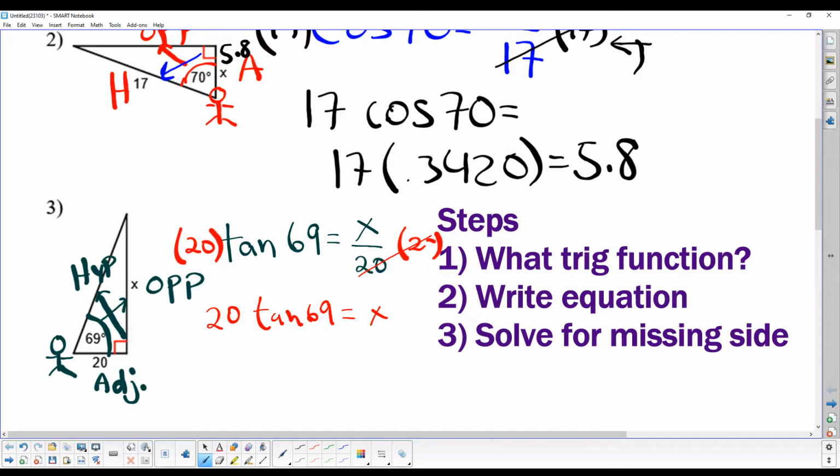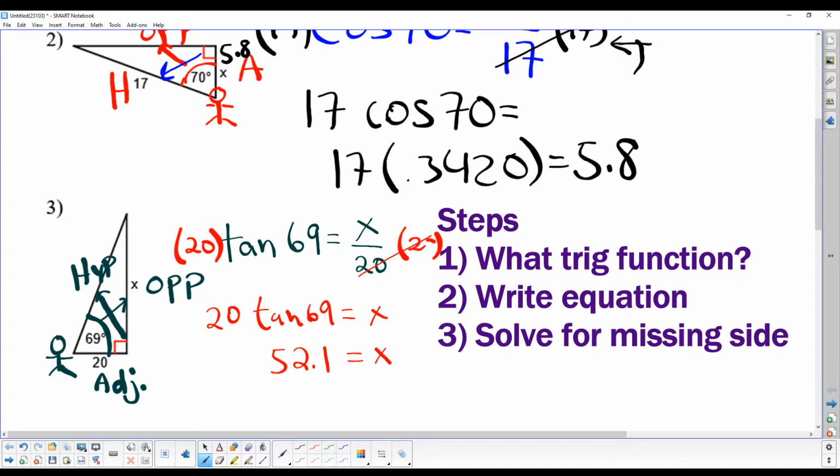All right, calculator time. Practice with your phone to see if you can get this correct. You can also do it on Desmos. 20 tangent 69. I read it all at once on my scientific calculator. I get 52.1. So 52.1 equals X.